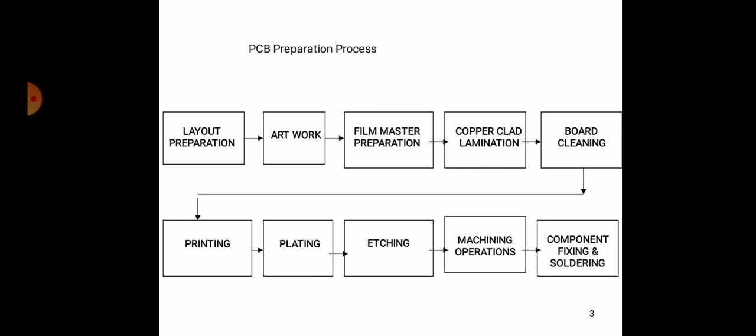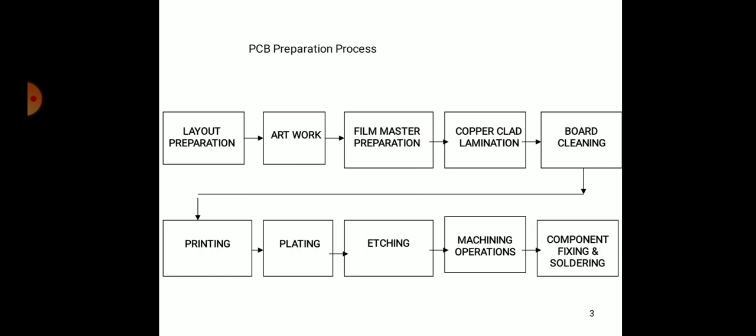From the film master it is transferred to the copper clad lamination. From the copper clad lamination it goes to the board cleaning. After copper cladding we clean the board. After board cleaning we go for the printing. After printing we make the plating on our printing. After plating we etch away the unwanted copper.